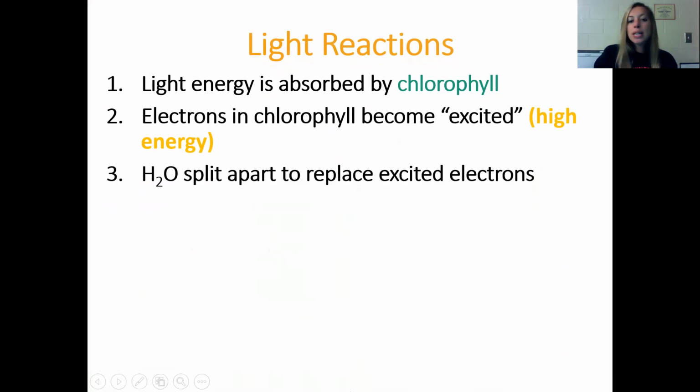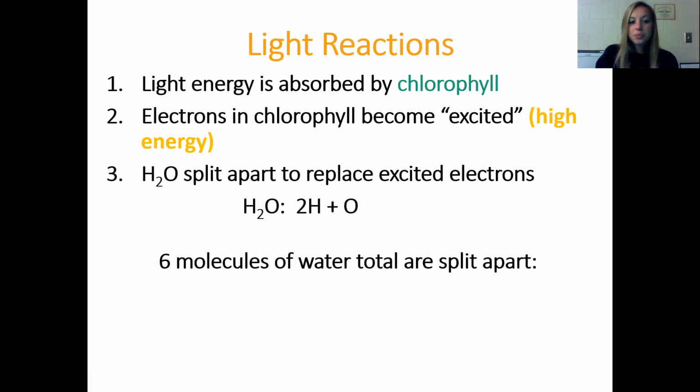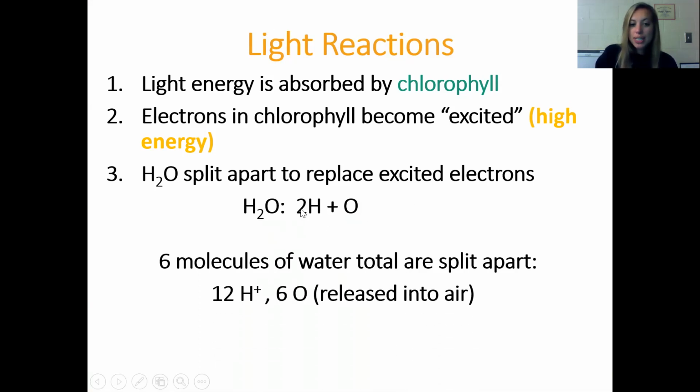And H2O is going to split apart to replace excited electrons. So H2O breaks apart, and now we're going to have 2H and 1O. So no longer water, but just 2 hydrogens and an oxygen. 6 molecules of water total are split apart. So we're going to get 12 H's because 2 times 6. And then 6 oxygens are released into the air.